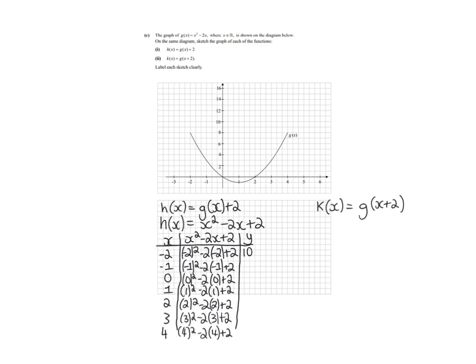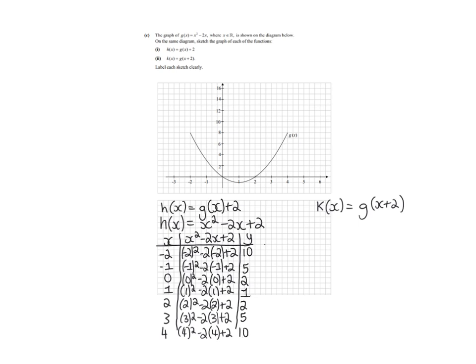When you fill minus 1 in, you're going to get an answer of 5. When you fill 0 in, you're going to get an answer of 2. When you fill 1 in, you're going to get an answer of 1. When you fill 2 in, you're going to get an answer of 2. When you fill 3 in, you're going to get an answer of 5. And when you fill 4 in, you're going to get an answer of 10.